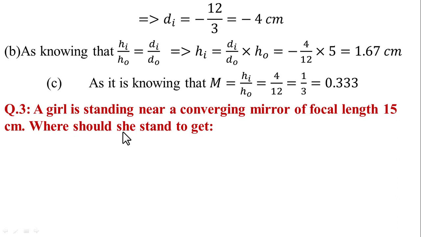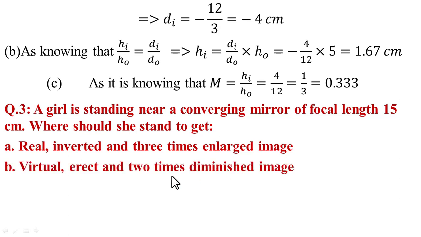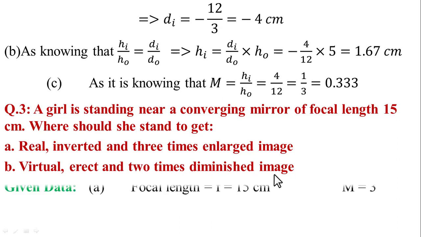Where should she stand to get? Here we can find the two parts. In the first part, a real, inverted and 3 times enlarged image, and also a virtual, erect and 2 times diminished image. Now, first of all, according to the statement, write the first part data.